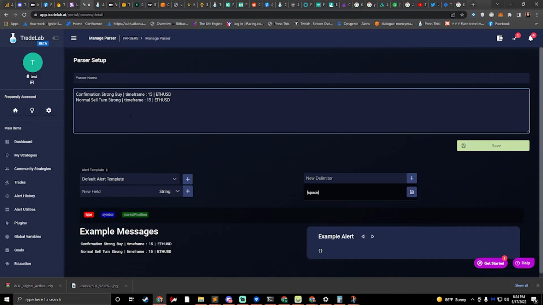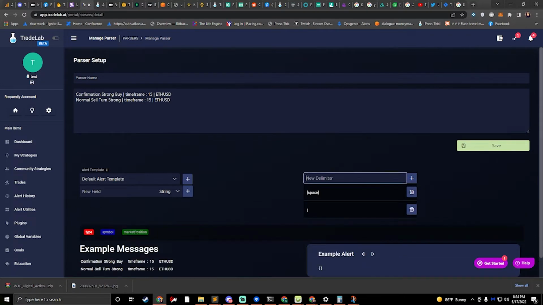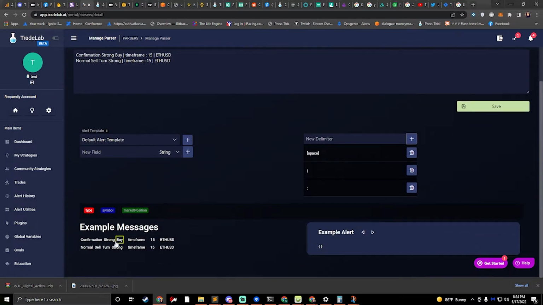So if I put this in here, he wants to basically split it by different delimiters, and split it up so that it ends up sort of like this, and then he can say type is buy, and symbol is ETHUSD. And so you can see right here that it's not matching up because of the different words. Really, what this needs is I need to remove space out of here.